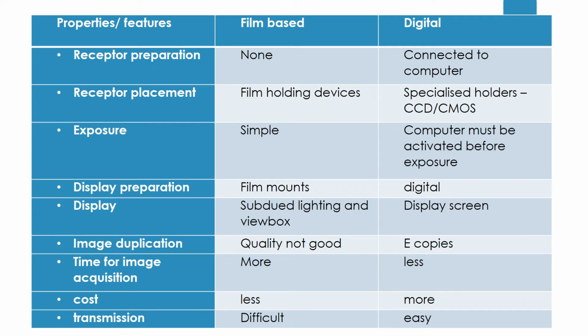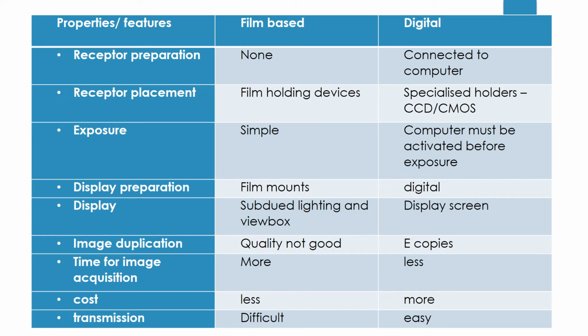Display preparation: you use the displays in the form of film mounts. You need an X-ray viewer. You need ambient light, or dim lighting, so you can see your images on a film mount. Whereas in the case of a digital image display, it's on your TV screen or your computer screen, so it's a lot more convenient, and you can set the darkness or the brightness based on your screen and your viewing preference. So the display is in subdued light and a view box, whereas a digital image is on the display screen.